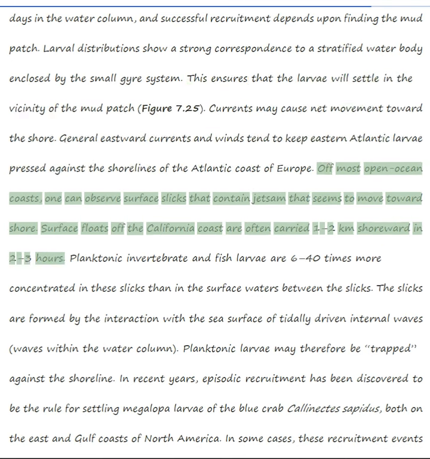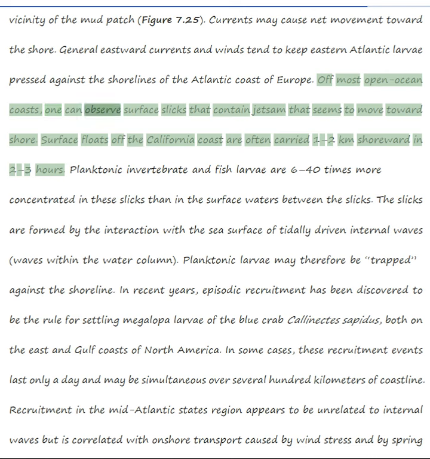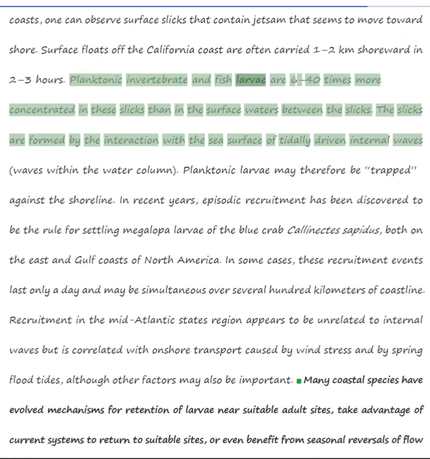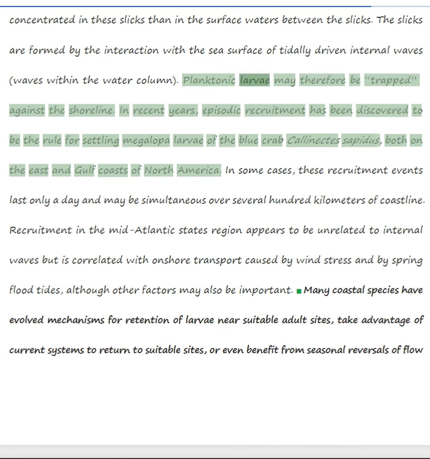Europe. Off most open ocean coasts, one can observe surface slicks that contain jetsam that seems to move toward shore. Surface floats off the California coast are often carried 1-2 kilometers shoreward in 2-3 hours. Planktonic invertebrate and fish larvae are 6-40 times more concentrated in these slicks than in the surface waters between the slicks. The slicks are formed by the interaction with the sea surface of tidally driven internal waves. Planktonic larvae may therefore be trapped against the shoreline.